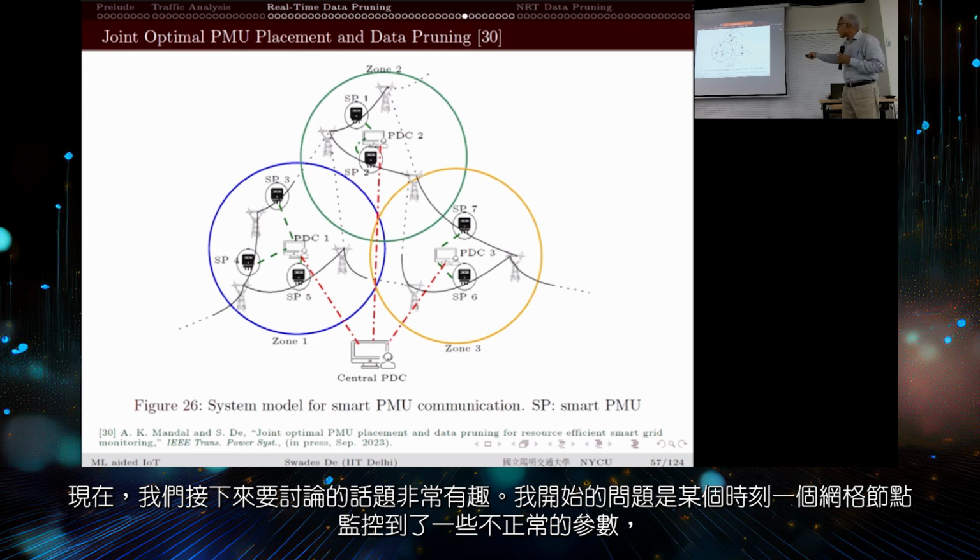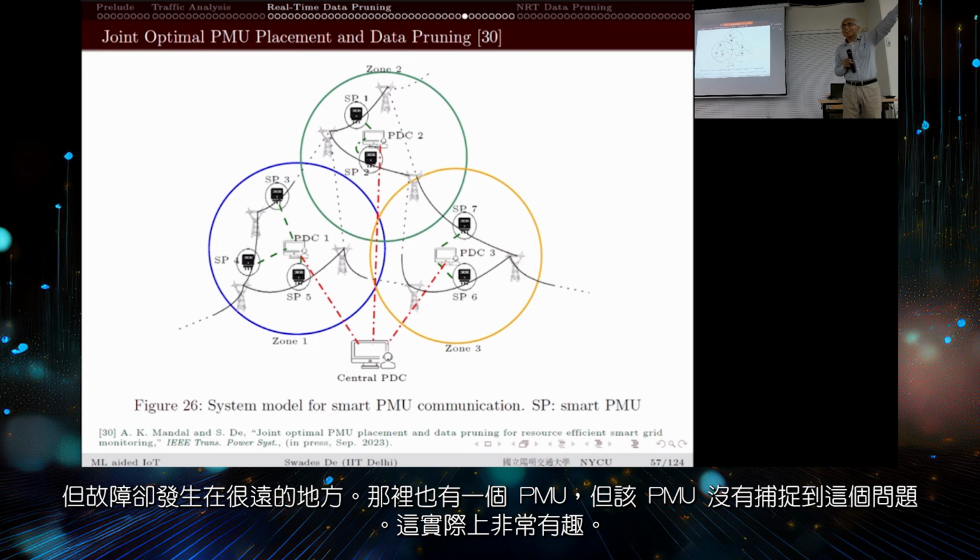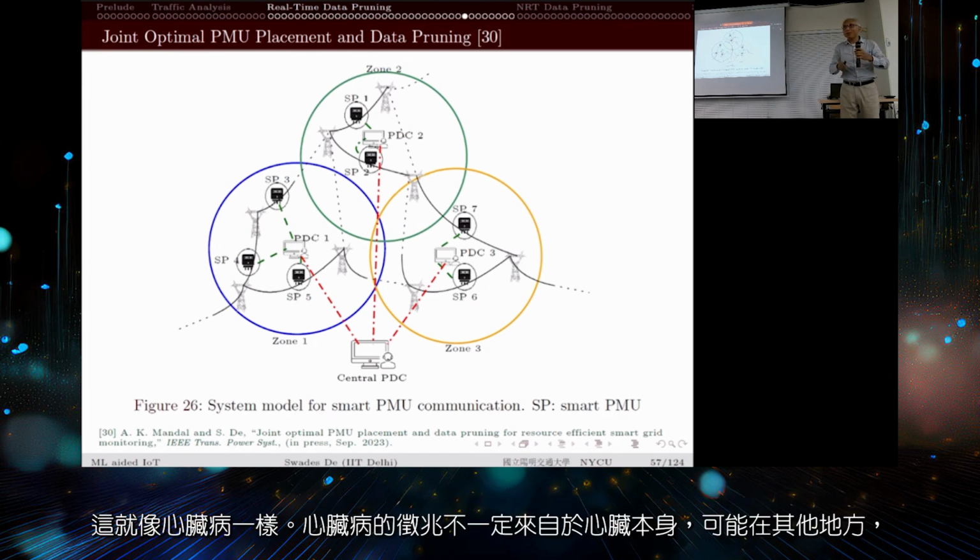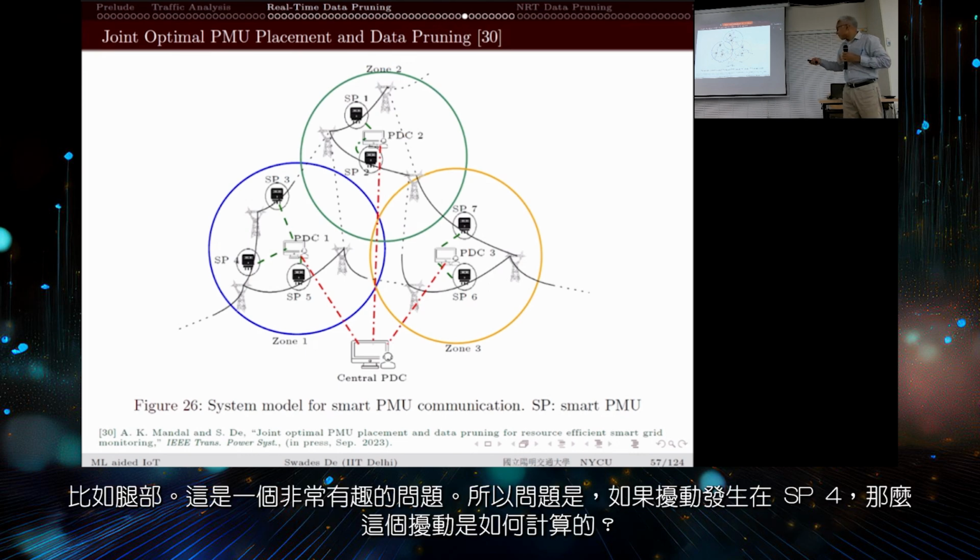Now, this discussion that I am going to have now is actually very interesting. I was starting with a problem that at some point a grid node monitored certain unhealthy parameters, but the failure happened quite far away. There is a PMU there also, but that PMU did not capture it. This is very interesting. It is like a heart failure: the signature doesn't necessarily come at the heart. The signature might be at the leg somewhere. So this is very interesting, and this problem has not been handled.